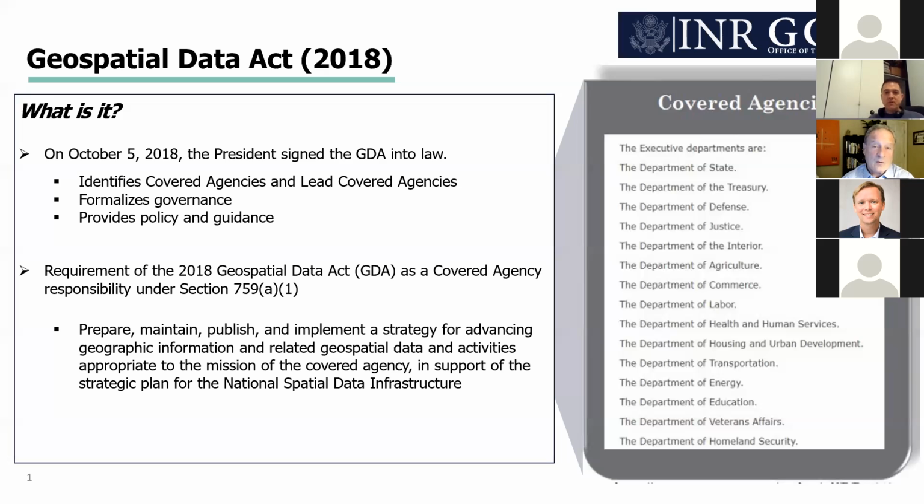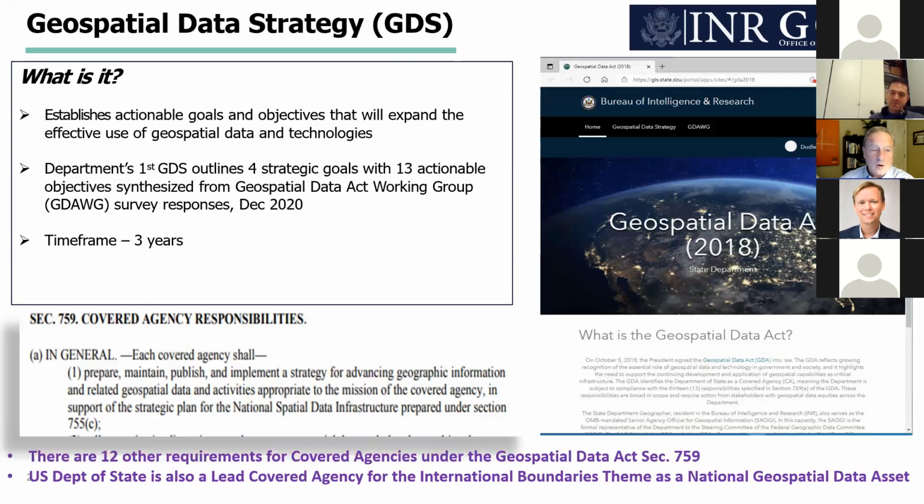So there were 12 other basic requirements of this law as well that each agency has to provide an annual report on, as well as part of the law is that each agency is subject to an inspection by that agency's Office of the Inspector General, and that tends to get people's attention. So what is the geospatial data strategy?